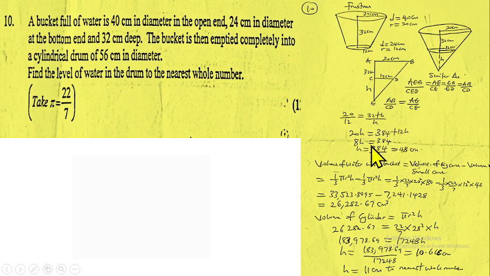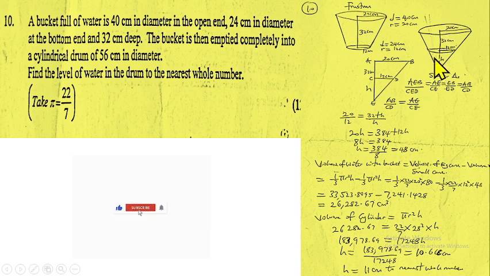Collecting like terms, you have 20H minus 12H, that should give us 8H equals 384. Then from there you can divide both sides by 8 to give us H to be 48 centimeter. So that means we know the height of the small cone to be 48 centimeter. That means the height of the big cone will be 32 plus 48. That should give us 80 centimeter as the height of the big cone.